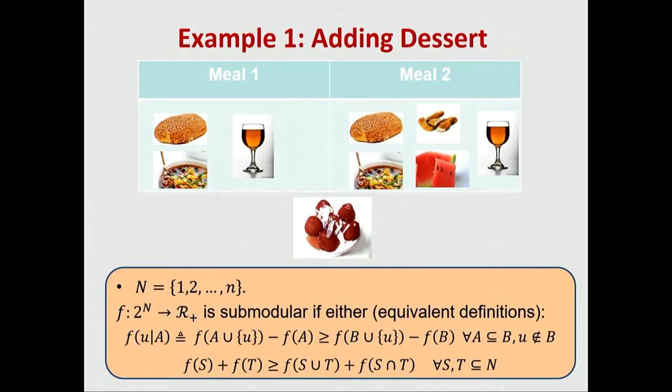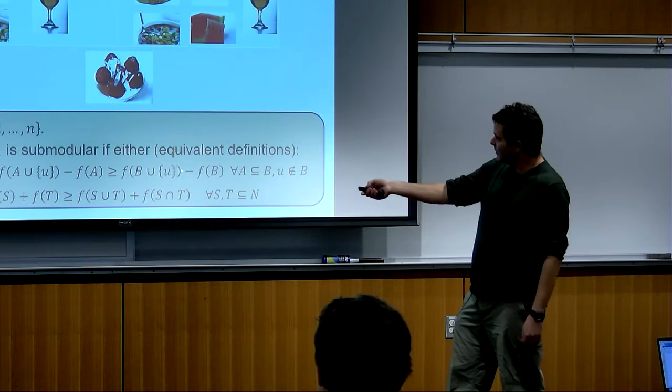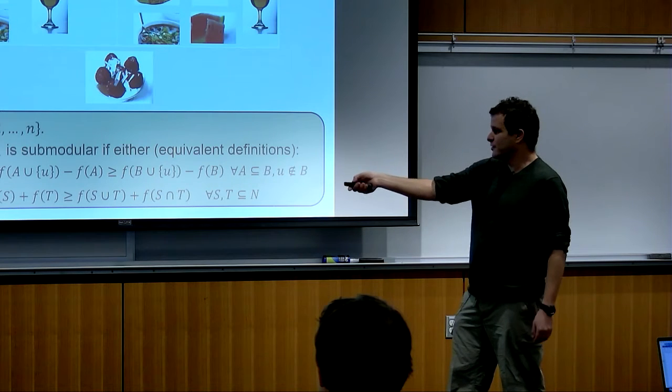In some places in this talk, but not too many, I use this notation. This is just the marginal value. This is just a shorthand for f(A union u) minus f(A). So this is the definition that I will use. Actually there are other definitions and they are equivalent, but you should think about this definition throughout this talk.